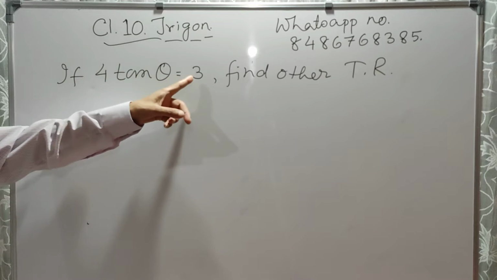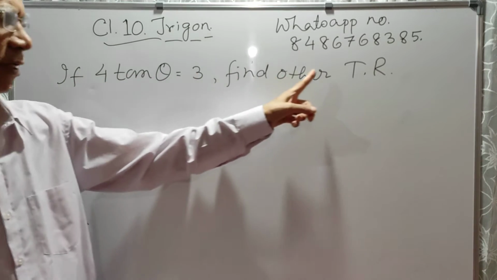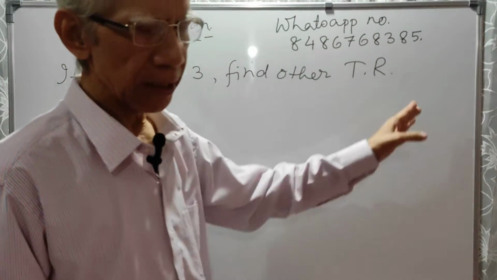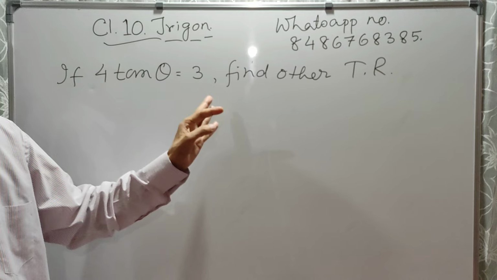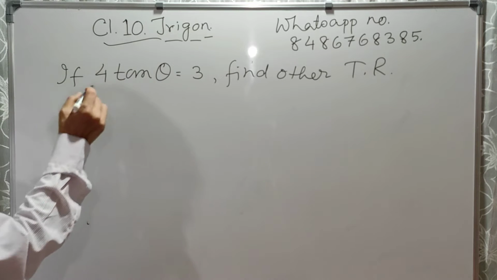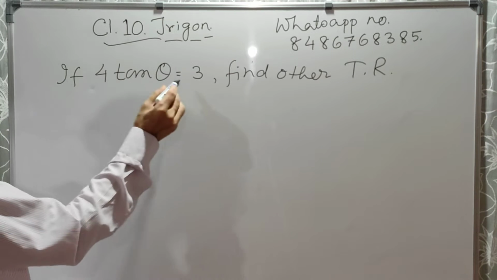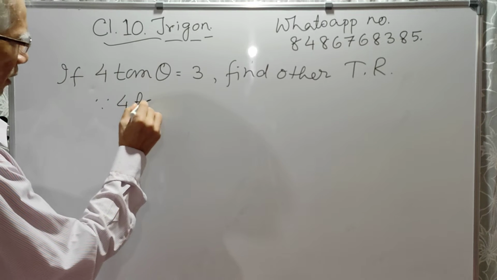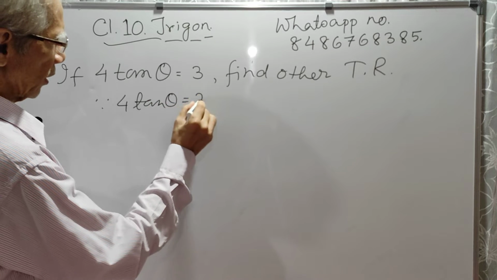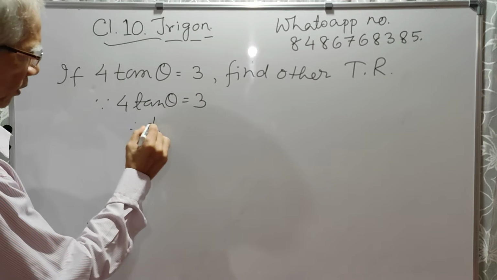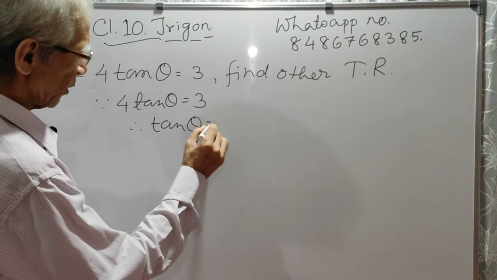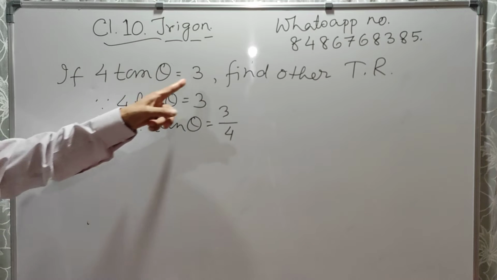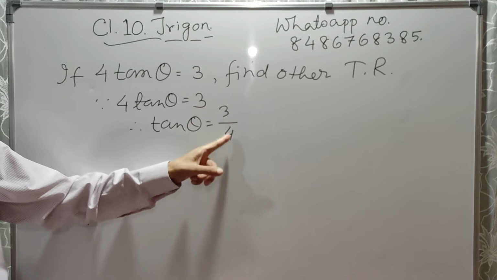So 4 tan theta equal to 3 is given. So you have to find the other trigonometrical ratios. That means you have to find cot, sec, cosec, sin and cos. Again, let us see how you can use the formula to do this. Since 4 tan theta equal to 3, therefore tan theta will definitely be 3 by 4, isn't it?